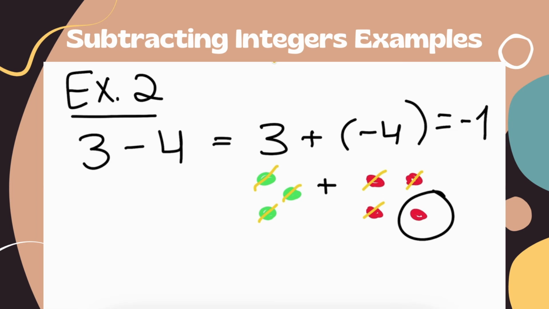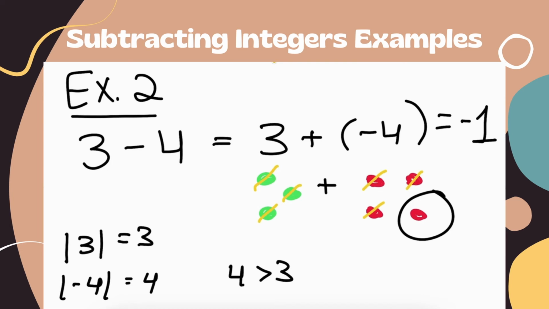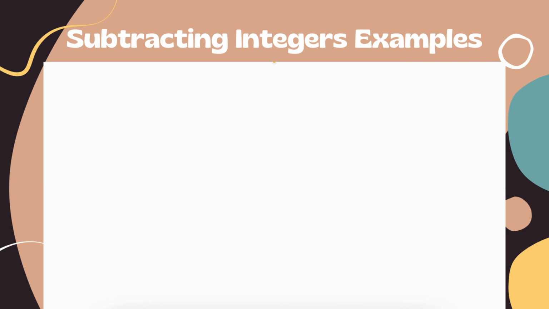This should make sense to you with the sign, just like we talked about. The absolute value of 3 is 3. The absolute value of negative 4 is 4. 4 is greater than 3, so we know our problem's answer should have the sign of our negative 4, which means we're going to have a negative answer. And our final example, subtracting integers, is going to have multiple terms. I might sneak some addition in there as well, because essentially we're treating subtraction like addition anyway.